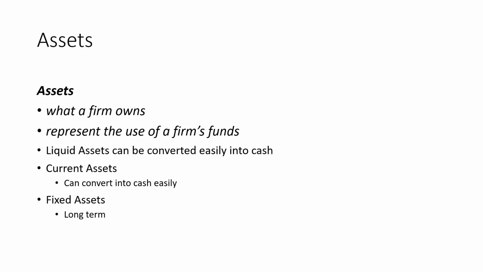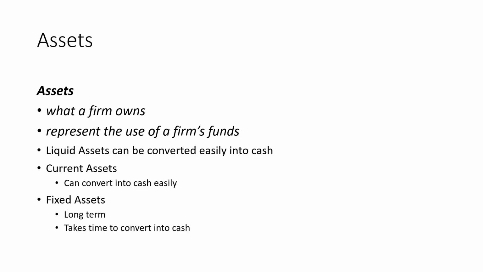For example, if a firm owns a short-term bond, that bond can be sold off in financial markets when the markets are open and converted to cash. On the other hand, a plant and machine takes time to sell. So fixed assets usually have a longer term and are not as liquid as current assets.